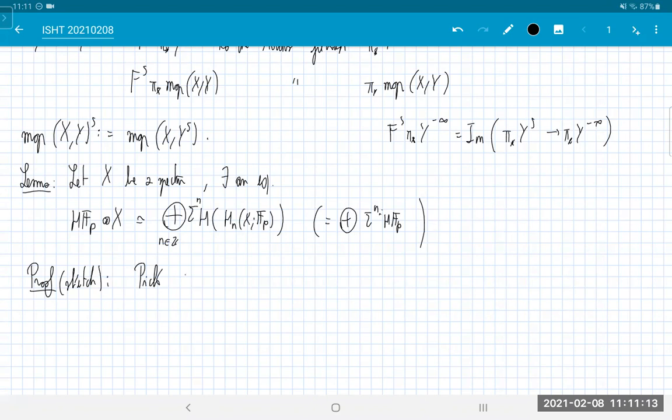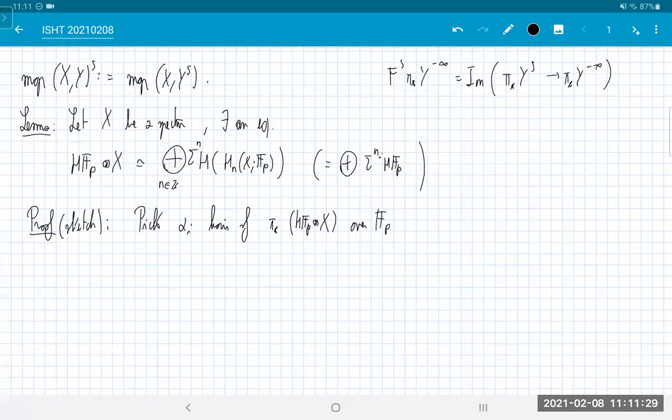Pick a basis alpha I of pi lower star of HFP tensor X over FP, which you can certainly do. And then from each alpha I, you can build a map like this. You go from H sigma alpha I FP to HFP tensor X. This is just 1 tensor alpha I. Okay, it's commutative, it doesn't matter, but let me keep things.